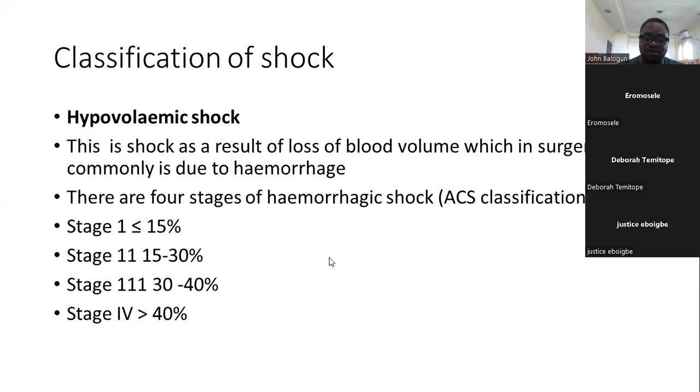Please repeat. Yes, these percentages are the percentage of blood loss in hemorrhagic shock. So they either put 30 or 40, or 15 or 30, because they understand that the range is such that anything can fall in between. So they'll put a value that falls either within the upper limit or the lower limit.